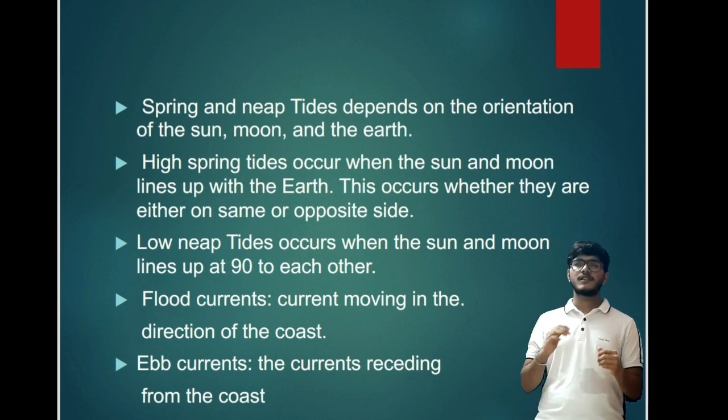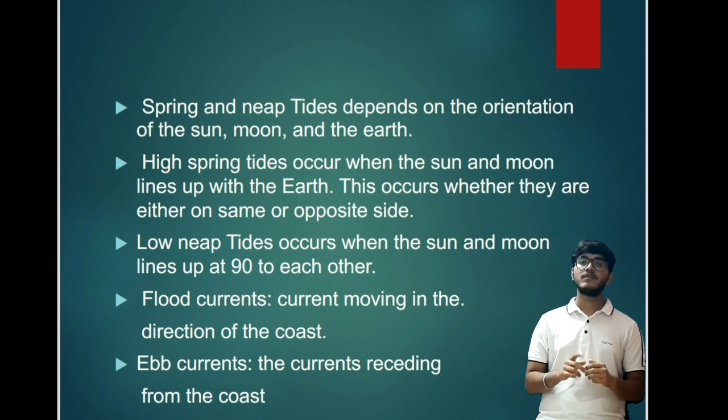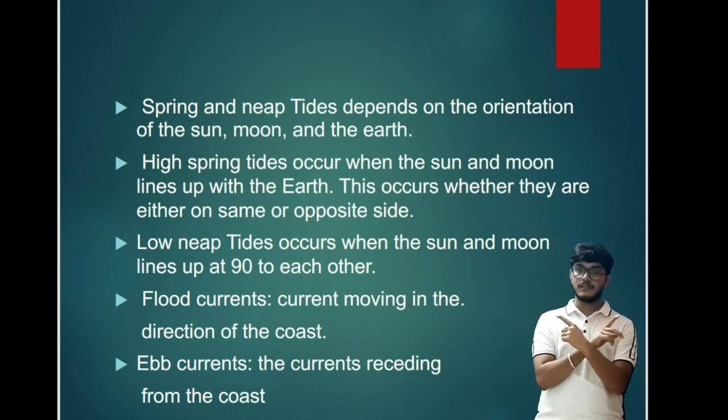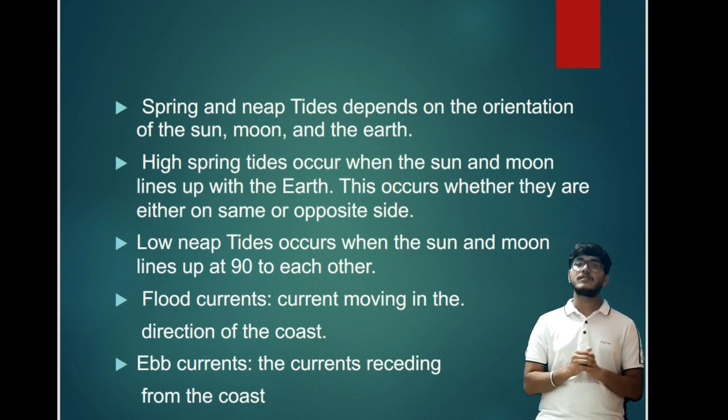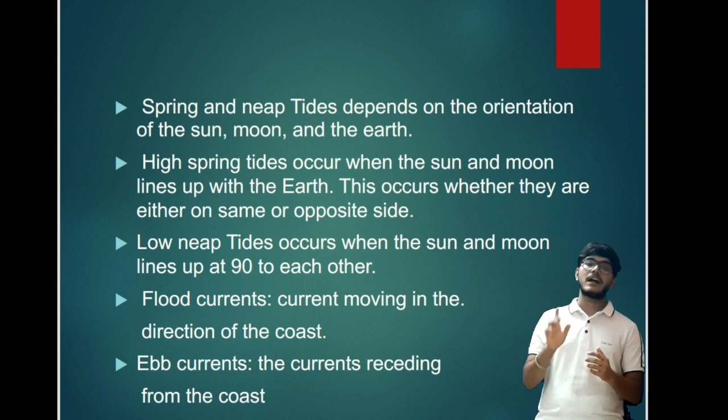Okay, so these are some of the facts about the tides. Spring and neap tides depend on the orientation of the sun, moon and the earth. High spring tides occur when the sun and the moon line up with the earth, whether they are on the same or opposite sides. Low neap tides occur when the sun and the moon line up at 90 degrees to each other. Flood currents: the currents moving in the direction of the coast are flood currents. Ebb currents: the currents receding from the coast are known as ebb currents.